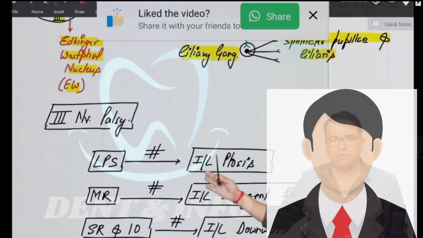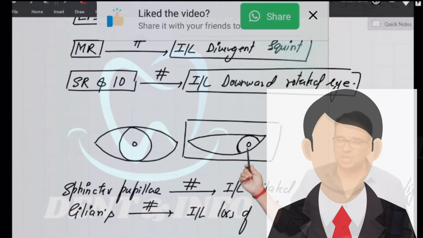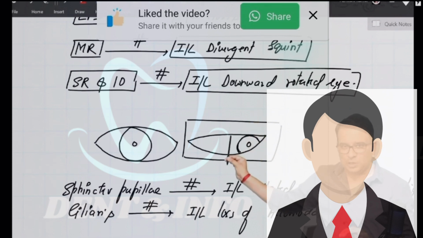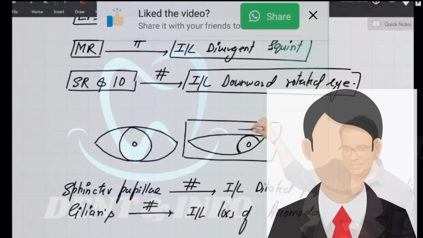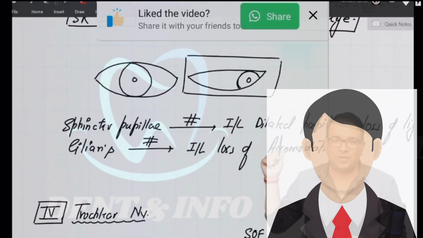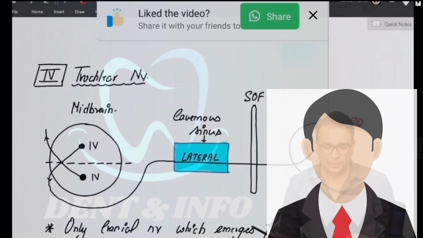The injury to the third nerve is a very elaborate injury. If a patient comes with a third nerve injury, the eyeball will look something like this. The eyelid will be drooped, drooped downward. Eyeball is also abducted outside, and you can say it's turned downward also. So we have an ipsilateral ptosis, we have a divergent squint, we have a downward rotated eye also. And obviously there is a loss of light reflex as well as accommodation reflex. Both light and accommodation reflexes will be lost.